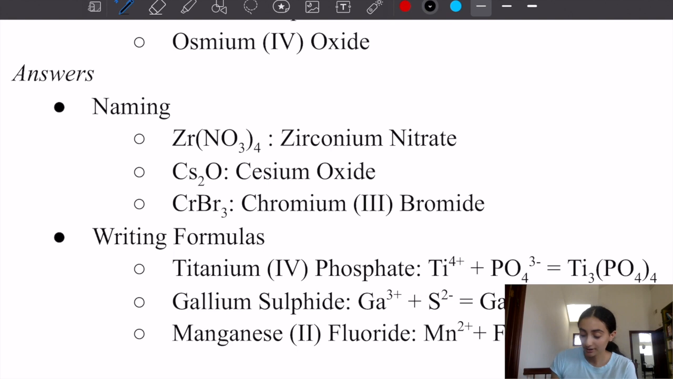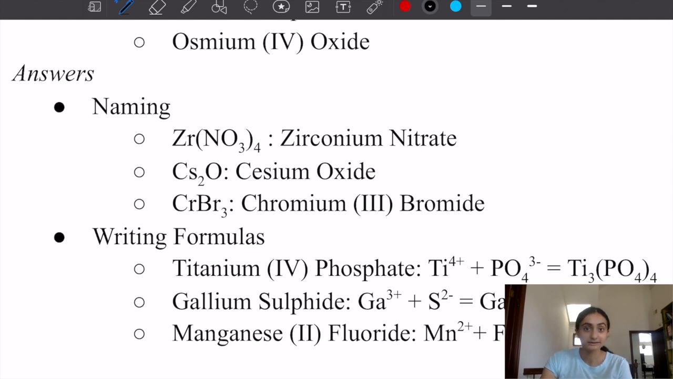First, we have zirconium nitrate with polyatomic ionic compounds. It's just naming the metal and the polyatomic ion, which we did here because this is nitrate. Next, we have cesium oxide. Same kind of thing. Cs is cesium, and oxygen, we changed the ending to "ide" because this is a simple ionic compound.